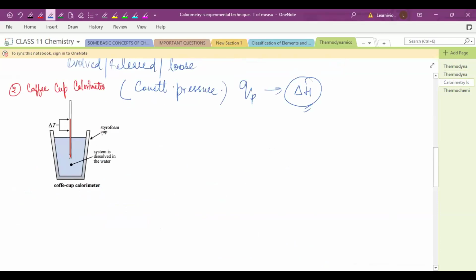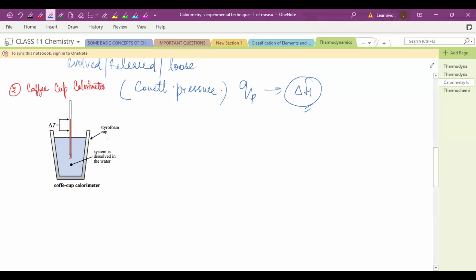First, this is a coffee cup calorimeter. So why do we call it a coffee cup calorimeter? Because in this, we just take the coffee cup, meaning a styrofoam cup, a foamed polystyrene cup. Now, why do we take the styrofoam cup? Because this will not conduct heat much. So that's why we take the styrofoam cup.